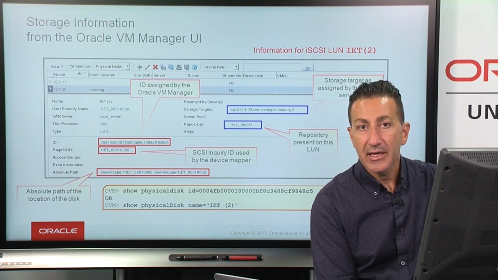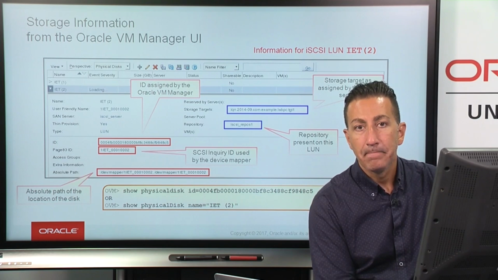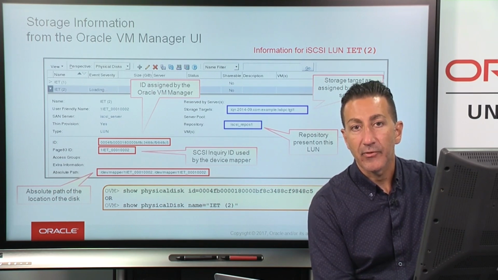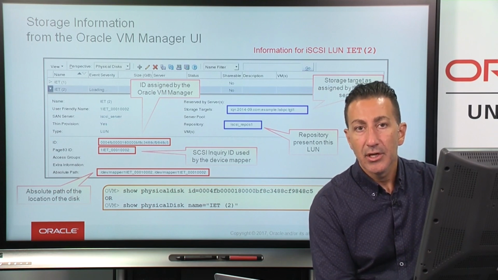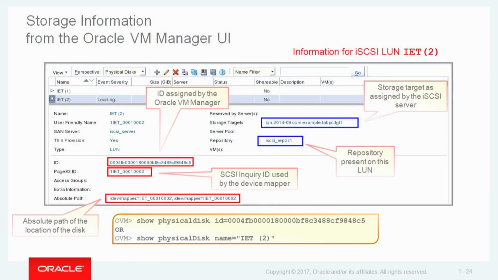Well, in addition to this, remember each component has a universally unique identifier, so you can get storage information from the Oracle VM Manager user interface. Typically in the storage perspective you get information, for example, about physical disks, much like in this screenshot. If you expand the LUN, you get information, for example, about the ID assigned by Oracle VM Manager, the iSCSI inquiry ID used by the device mapper, and the absolute path of the location of the disk. In addition to this, the storage target as assigned by the iSCSI server, or the repository present on this LUN.